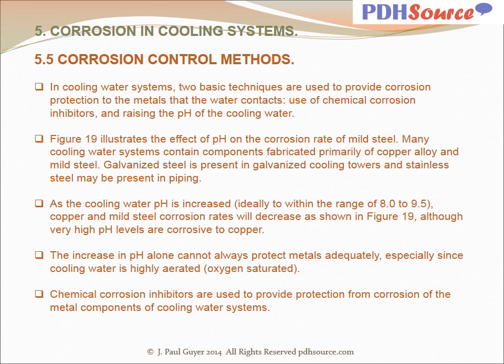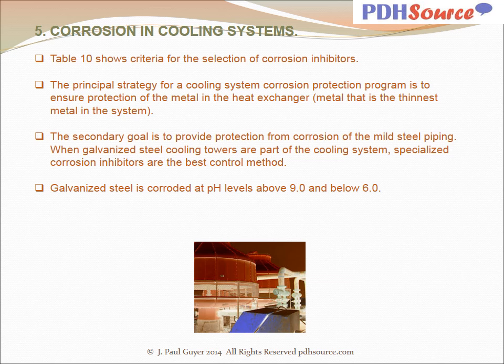The increase in pH alone cannot always protect metals adequately, especially since cooling water is highly aerated, oxygen saturated. Chemical corrosion inhibitors are used to provide protection from corrosion of the metal components of cooling water systems. Table 10 shows criteria for the selection of corrosion inhibitors. The principal strategy for a cooling system corrosion protection program is to ensure protection of the metal in the heat exchanger, the metal that is the thinnest metal in the system. The secondary goal is to provide protection from corrosion of the mild steel piping.